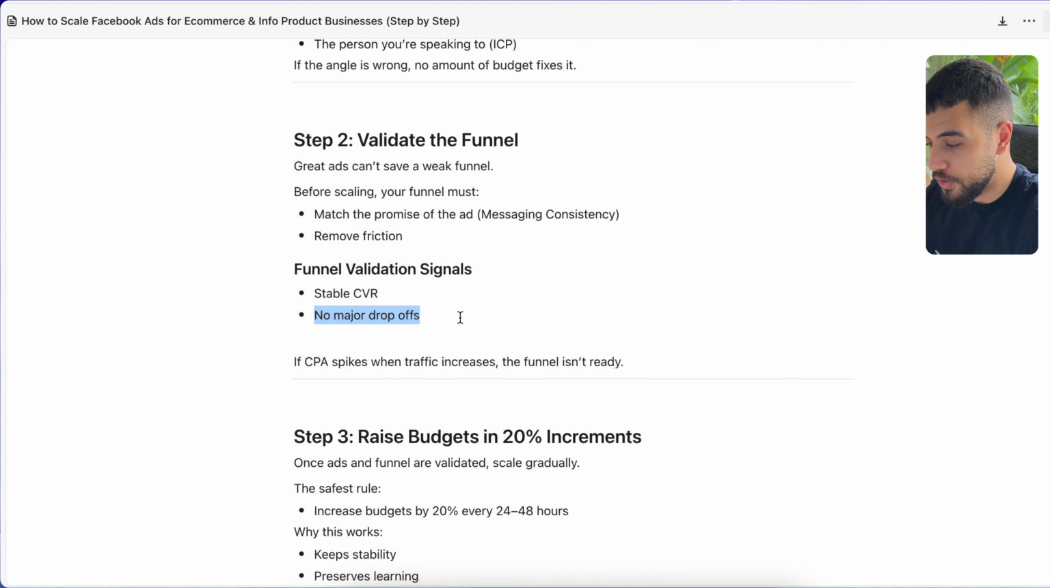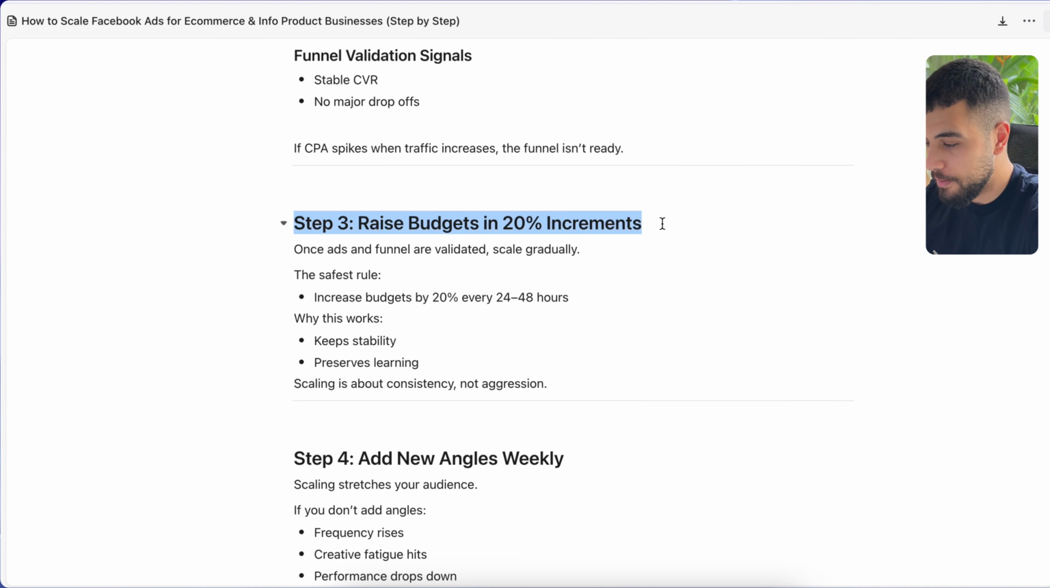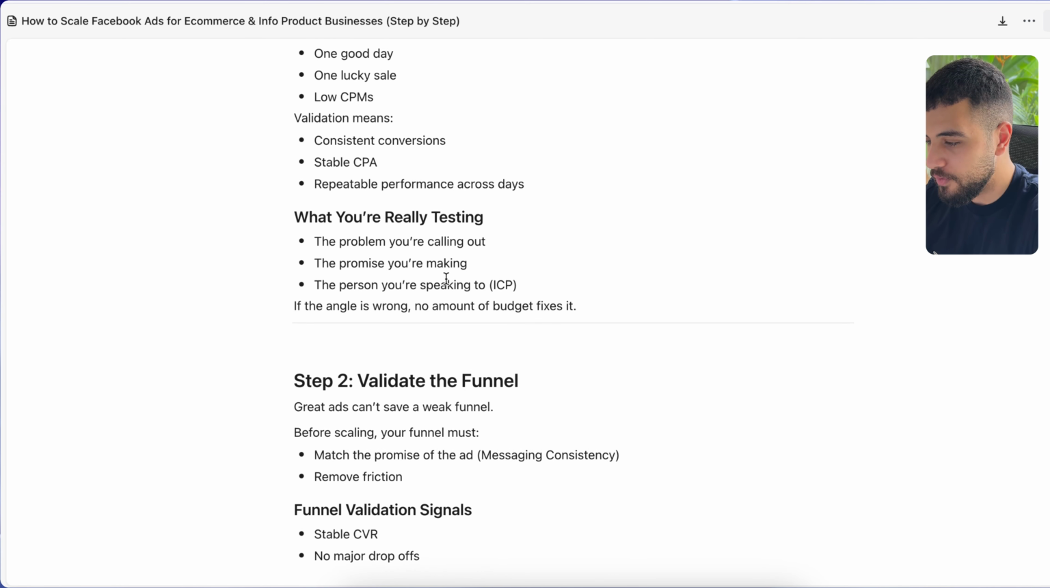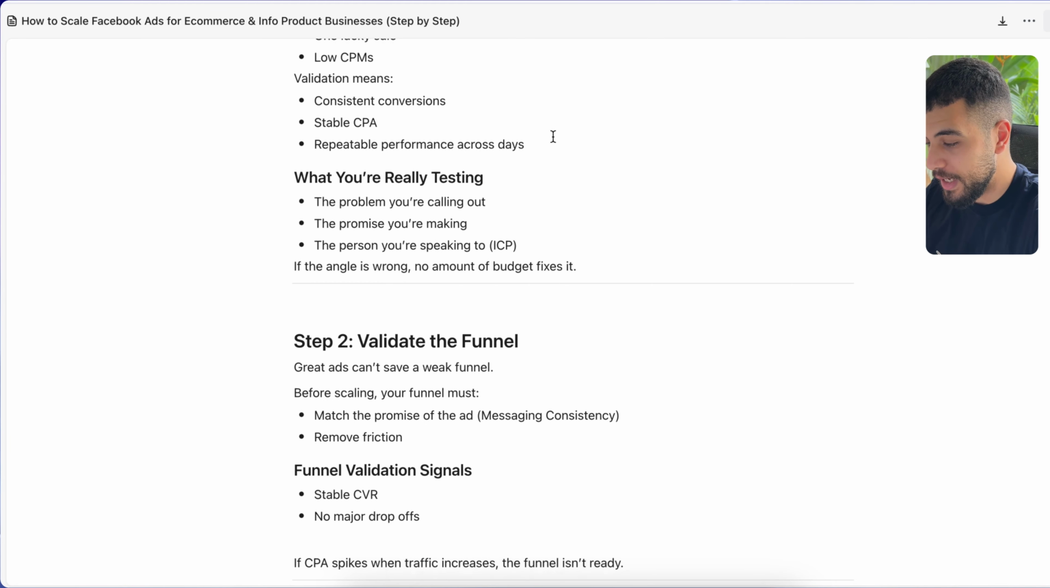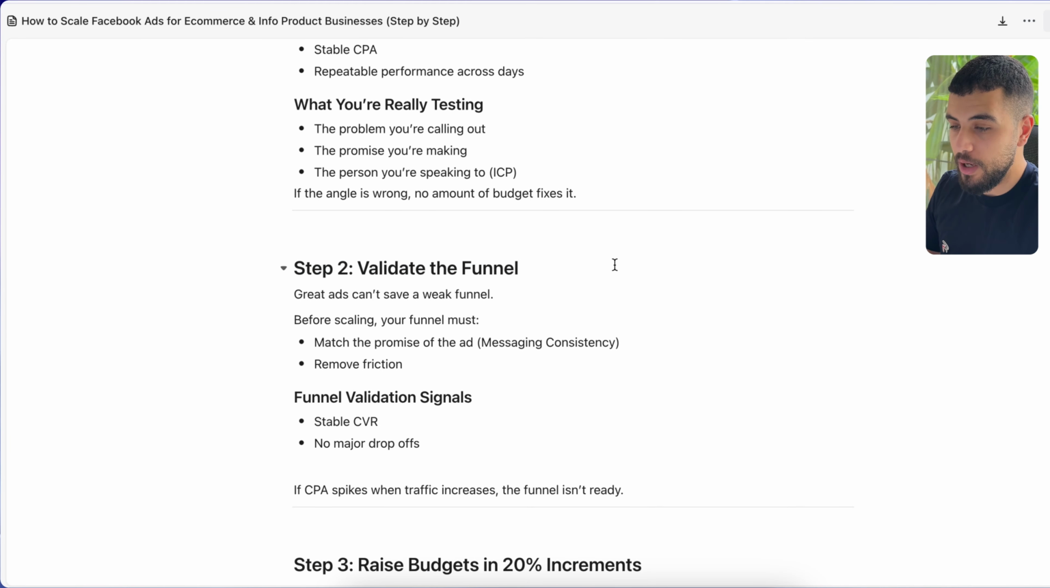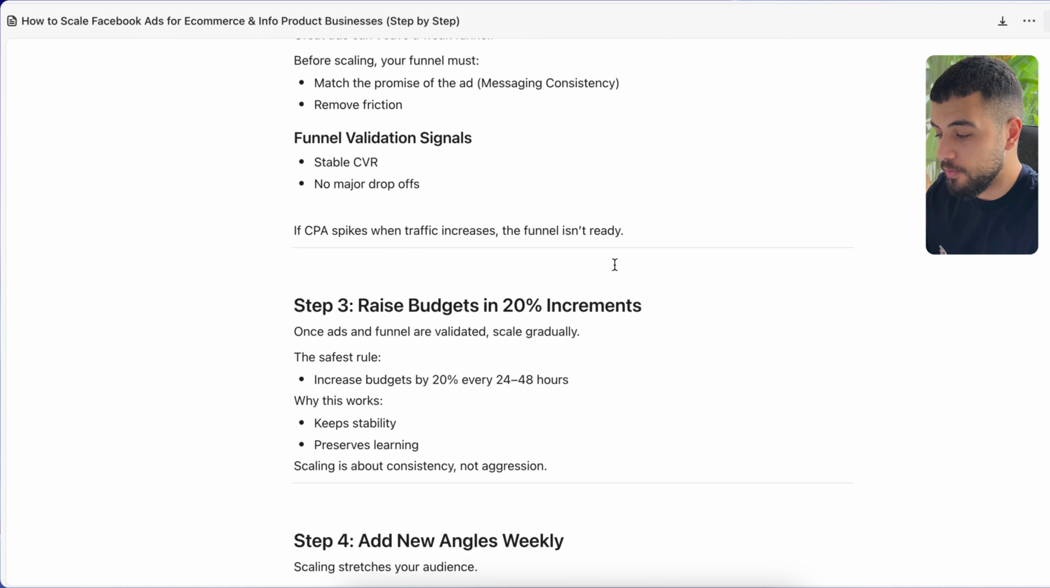So make sure to watch that to see if you have any major drop-offs basically. Now, moving to step 3, which is raising budgets. This is really self-explanatory. Once you've validated your angle, validated your creative, and validated your funnel, basically you have something that works. You just need to send more traffic to it and push more volume into it.